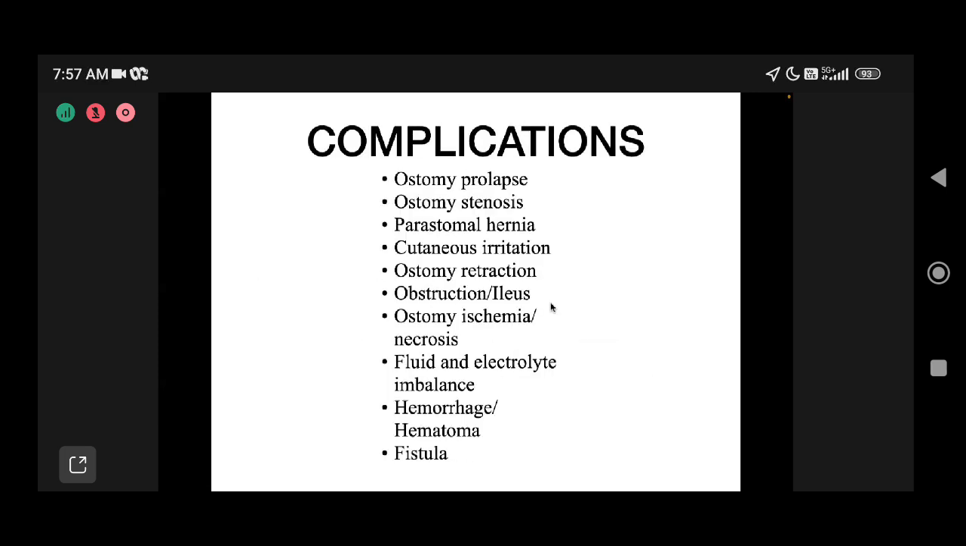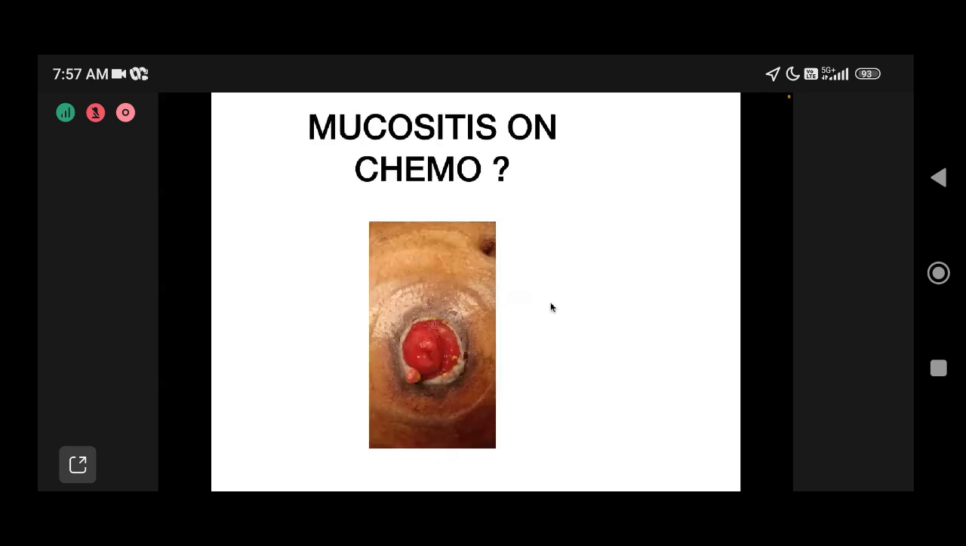Coming to a few complications which we commonly come across: ostomy prolapse, ostomy stenosis, parastomal hernia, cutaneous irritation, ostomy retraction, obstruction, ostomy ischemia or necrosis, fluid and electrolyte imbalance, hemorrhage, hematoma, fistula. Let us look at them one by one a little quicker; you can look at these pictures. This patient has a temporary ileal diversion, but the patient is taking 5FU based chemotherapy. You find there is an angry looking mucosa with a pyogenic granuloma at the edge.